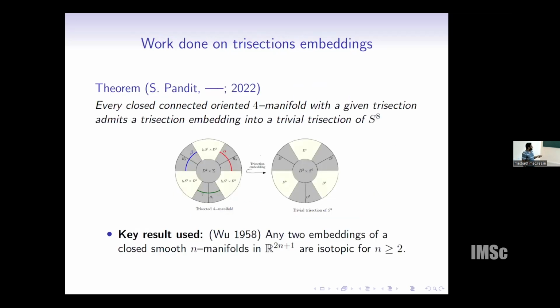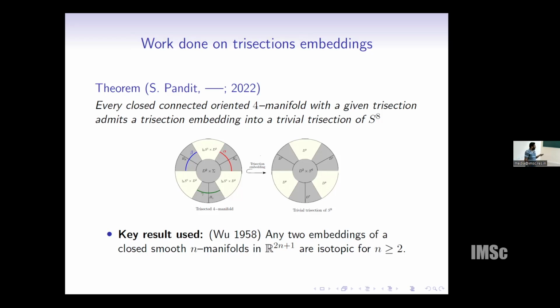Now we see some of my results on trisection embeddings. Here I have proved this theorem, which says that every closed connected orientable 4-manifold with a given trisection admits a trisection embedding into the trivial trisection of S^8. Here by trivial trisection I mean the one which I have shown already. I have given the example of S^n, that's a trivial trisection of S^n, in particular for S^8.